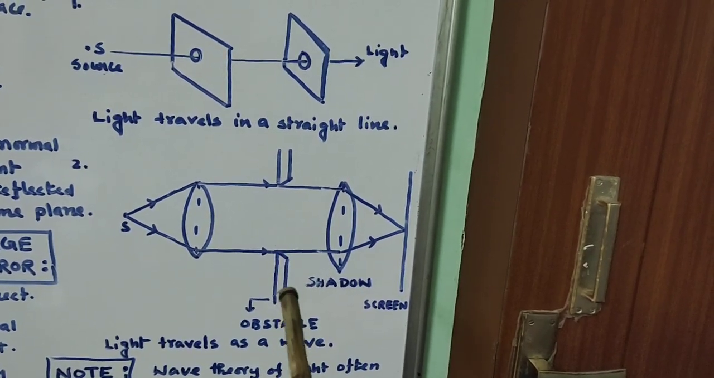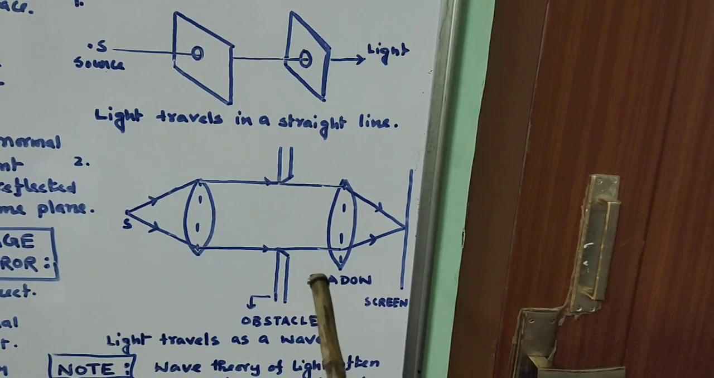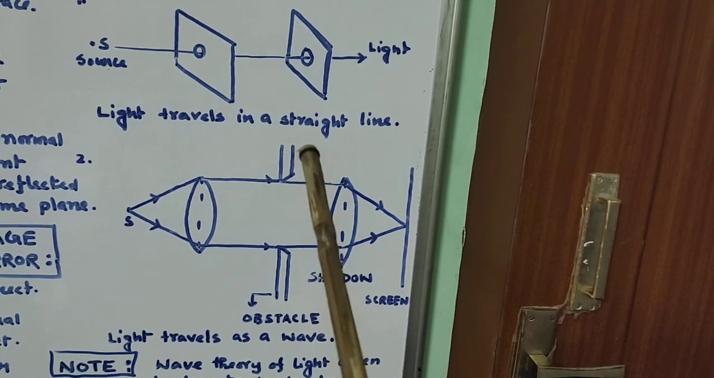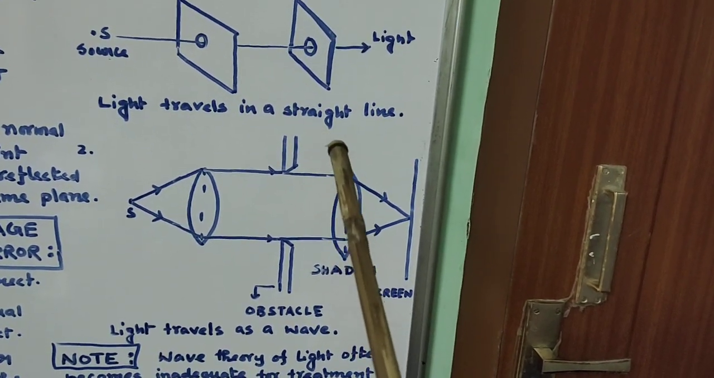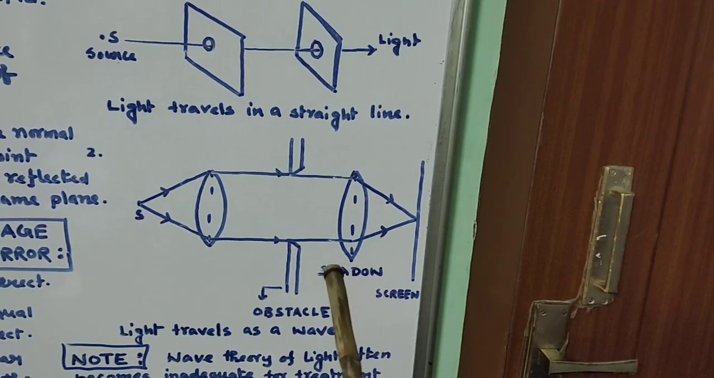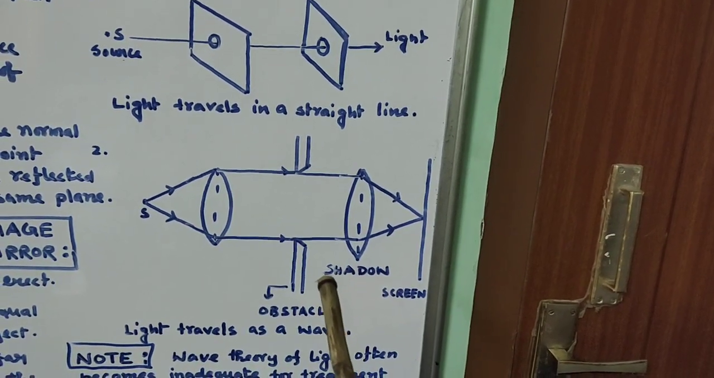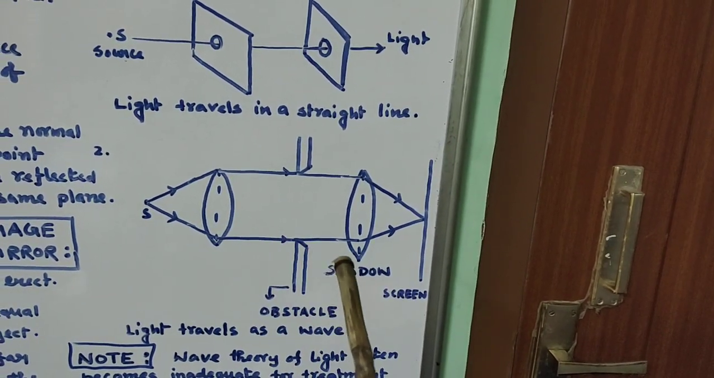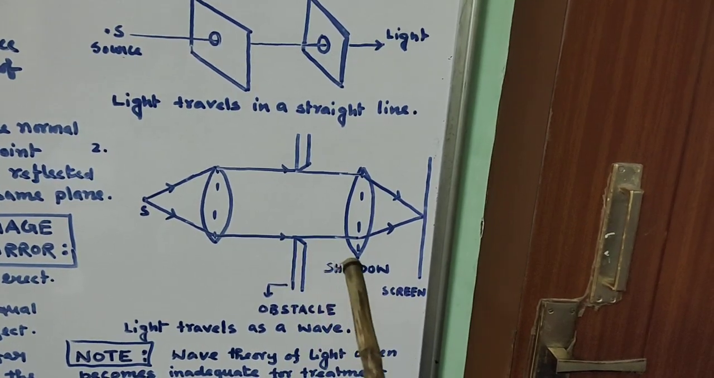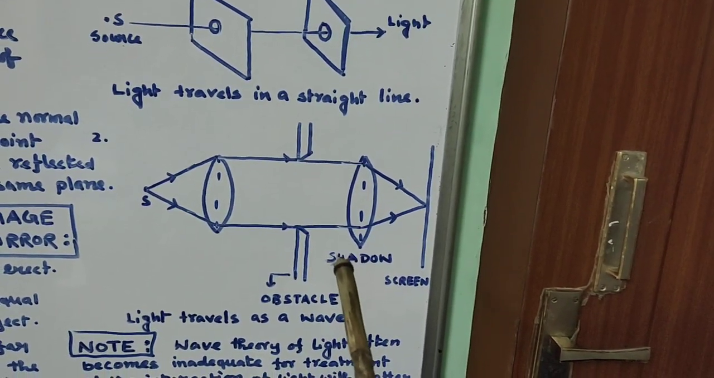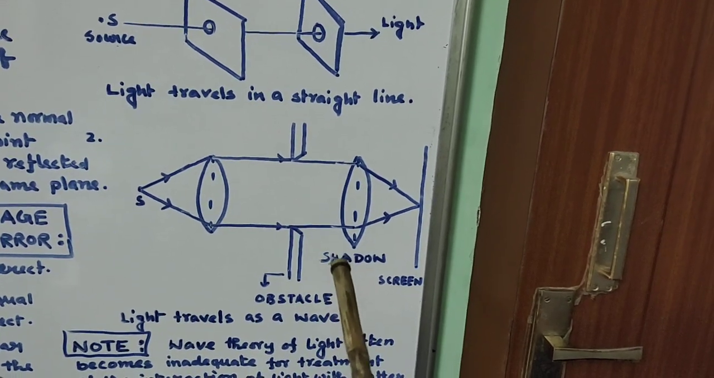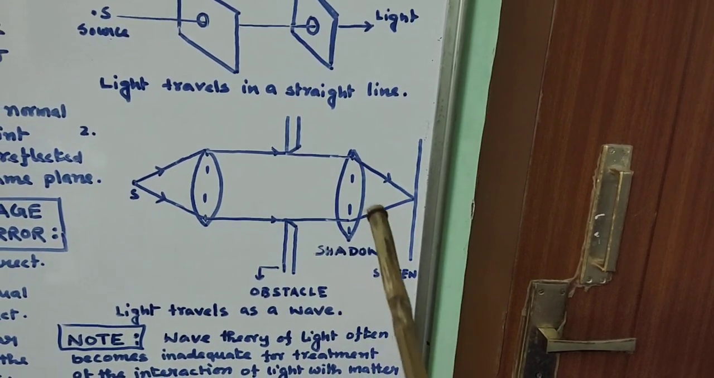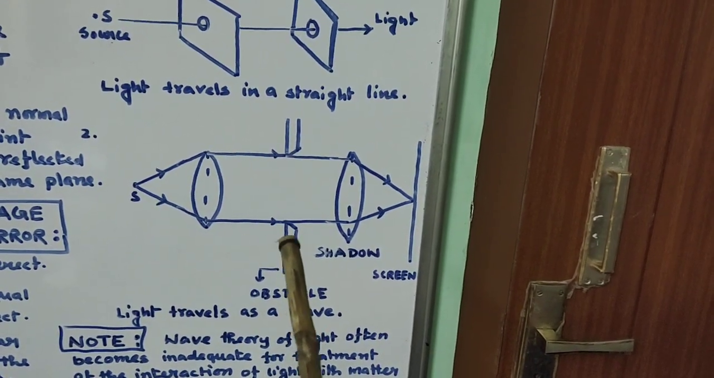But the obstacle is here, no? So if light travels in a straight line, definitely there will be no illumination in this shadow region, and definitely there is no illumination in this shadow region. But practically, if you perform this experiment, you will see that some illumination occurs in this shadow region also. So what does it mean? That definitely some bending occurs, and this bending of light is known as diffraction. Okay, this bending of light is known as diffraction, and the property exhibited from this experiment is nothing but the wave nature of light.